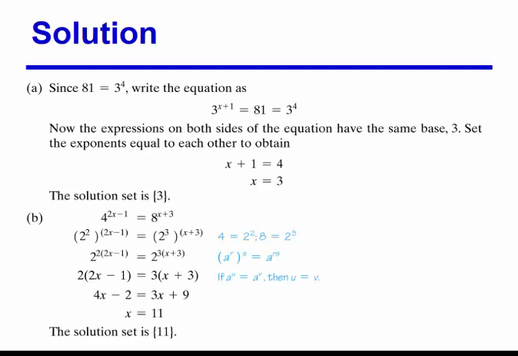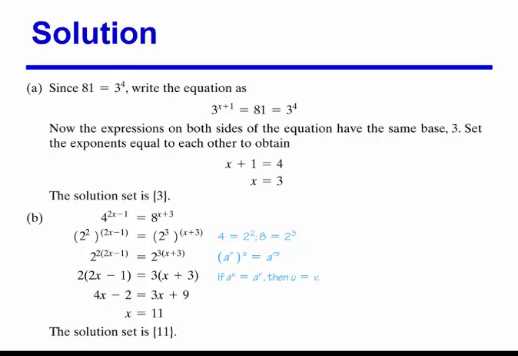So in order to use the theorem that we got at the beginning, we have to get the same base on both sides. So we can rewrite 81 as 3 to the 4th power. Since the base is 3, I can just set the exponents equal to each other, which gives me x plus 1 is equal to 4, and x is equal to 3.